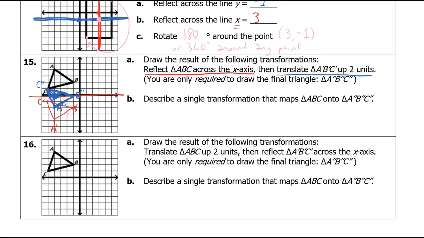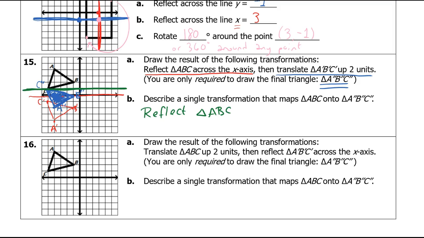So that blue triangle is my final answer. It's the only thing you have to draw. And then coming up with a single transformation that would have done the same thing. We did it through 2 steps, but we could have done it through 1. You can see on here some symmetry between the black triangle and the blue triangle. If I folded along this line, those 2 triangles would match up. Folding tells me it's a reflection.